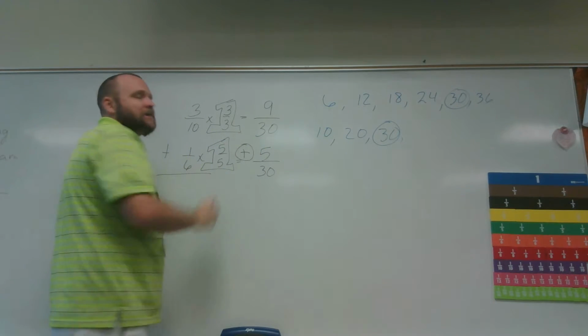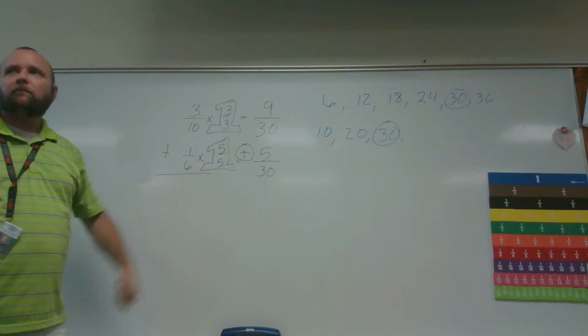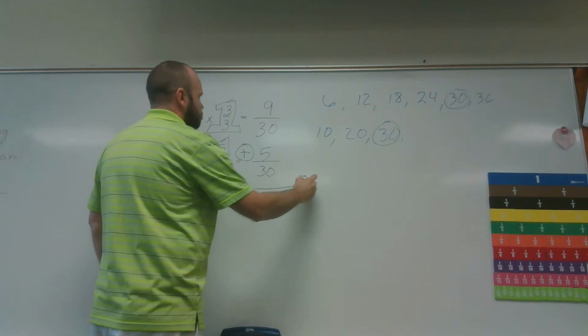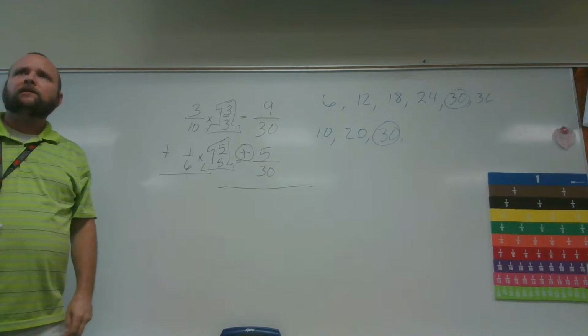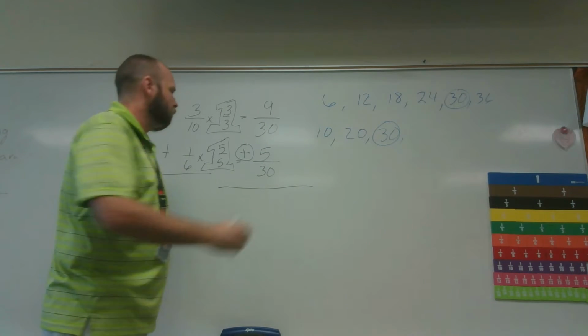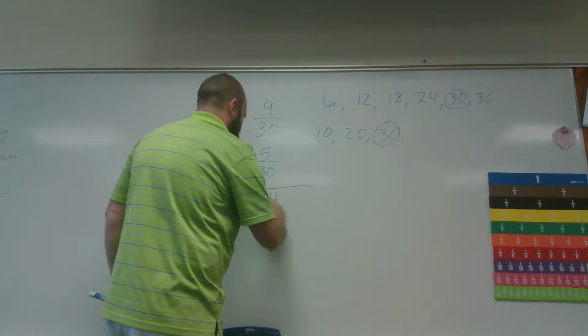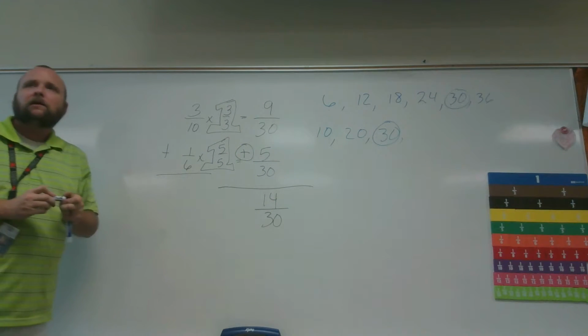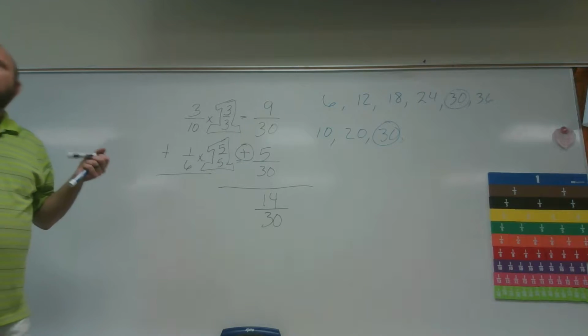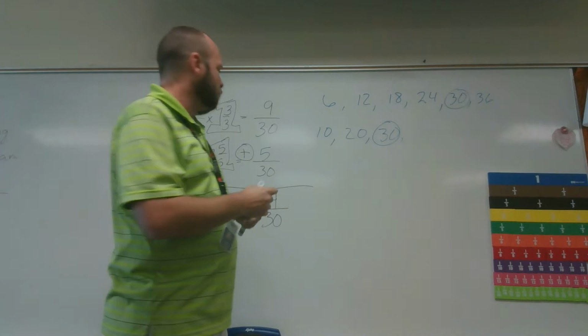I bring over my sign so that I don't mess up. This is an addition problem. So Addie, what's 9 plus 5? 14. I was 1 off again. Yeah. 14 thirtieths. Now we have to simplify it.